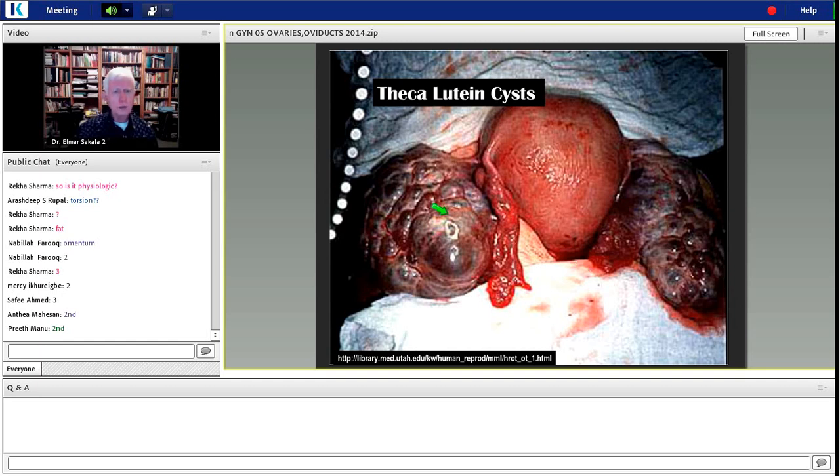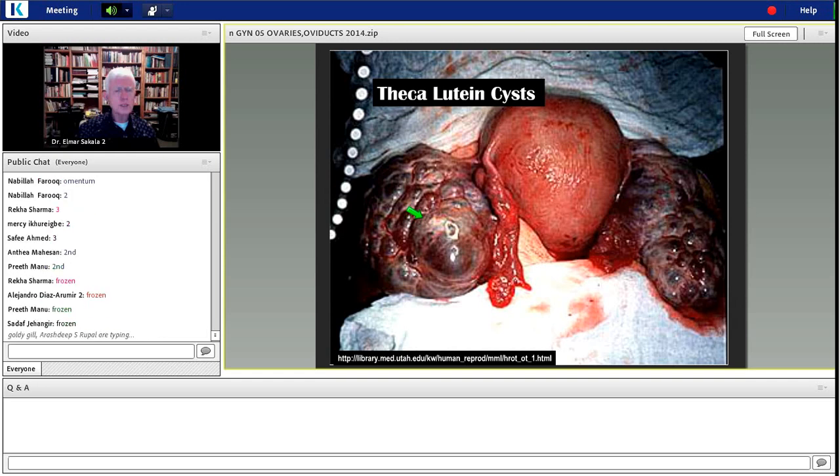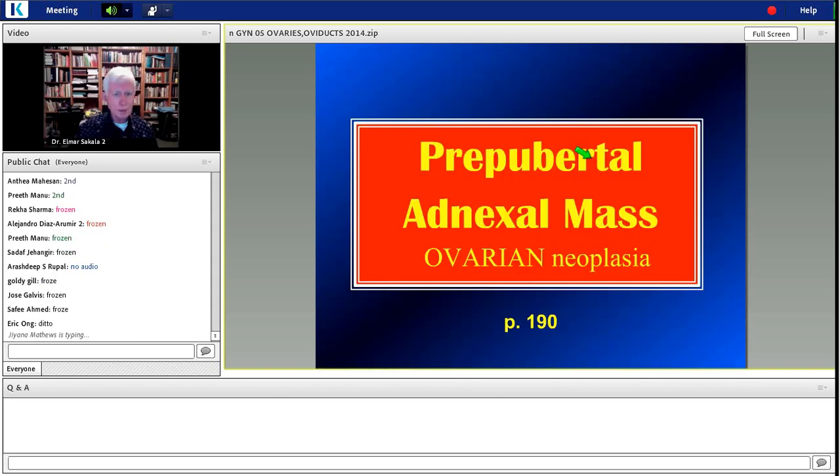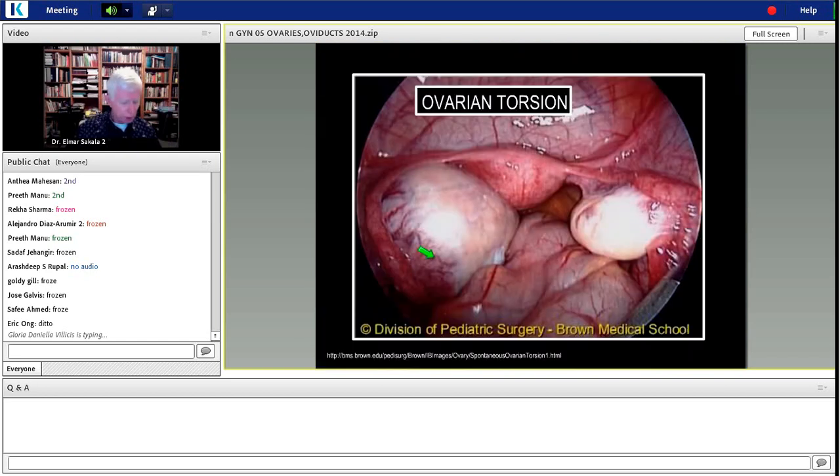Look how huge these ovaries are. They can become absolutely huge. And if you have ovarian stimulation, like with artificial stimulation, some of these cysts can be pretty good size. All right, we're going to go through prepubertal adnexal mass, then mass in the reproductive years, and then we're going to look at postmenopausal.